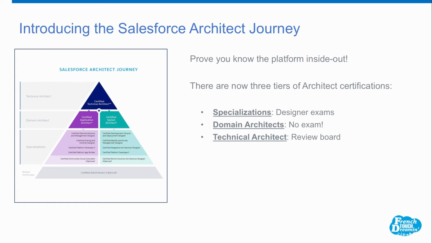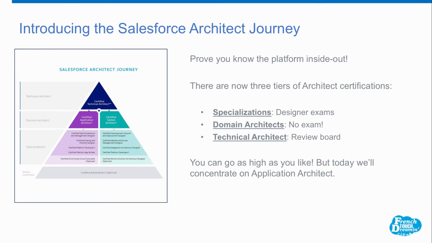And then right at the top, the pinnacle of this track is the CTA, the Certified Technical Architect, right at the top of that pyramid. And that's gained through a review board. So the key thing really with this track now is that you can go as high and as wide as you like on this pyramid. Today though, we're going to concentrate most of our time on that application architect track because that's most relevant for those of us that come from an admin or a functional background.